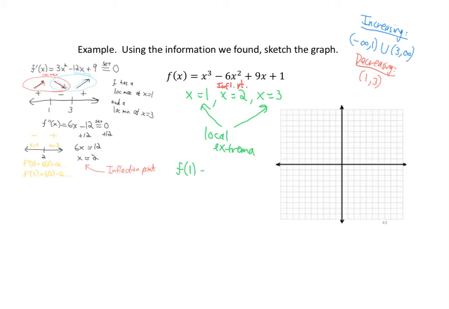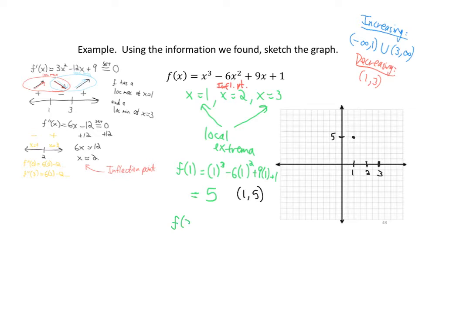f of 1 is going to be 1 cubed minus 6 times 1 squared plus 9 times 1 plus 1, which should give us 5. To make my graph a little easier to read, I'm going to put some space between 1, 2, and 3. So this is 1, 2, and 3. I just learned that a point on my graph is 1, 5. So I will say that that's 5. Here's my point, 1, 5.